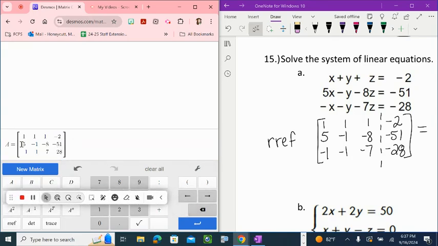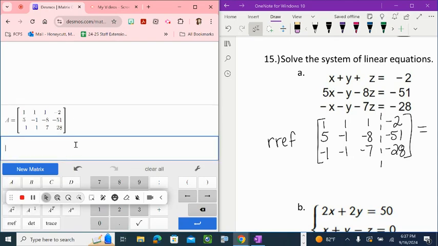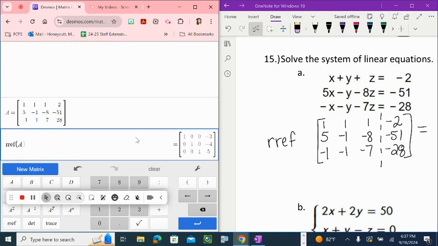So I'll enter that matrix, and then I will click RREF of matrix A, and I'll get -3, -4, and 5. And I'm just going to double check to make sure everything matches. 1, 1, -2, 5, -1, -8, -51, -1, -1, -7, -28.